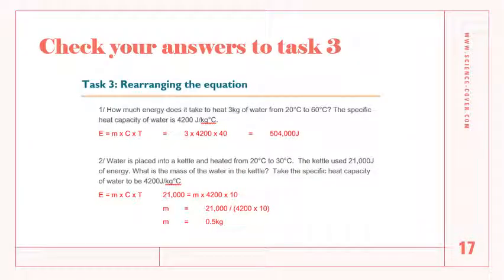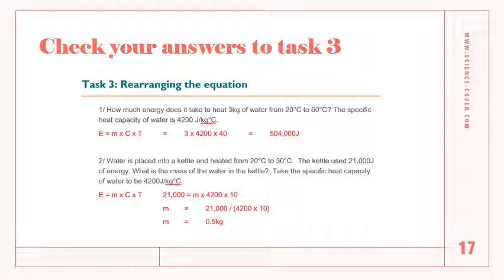Let's check our answers to task 3. How much energy does it take to heat 3 kilograms of water from 20 degrees Celsius to 60 degrees Celsius with a specific heat capacity of 4,200? So energy is the mass times specific heat capacity times the temperature change. So it's 3 times 4,200 times 40, which gives us 504,000 joules.